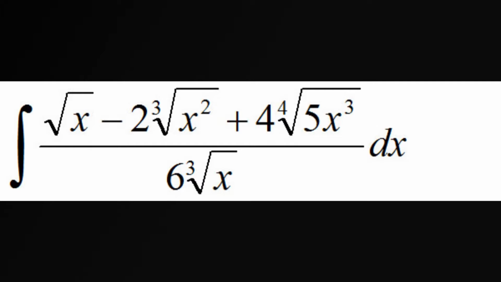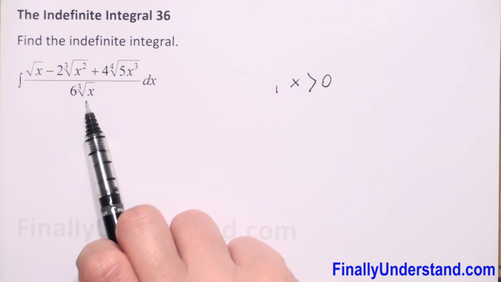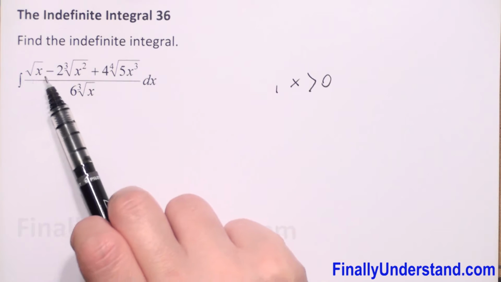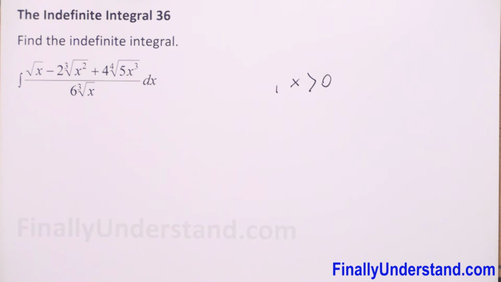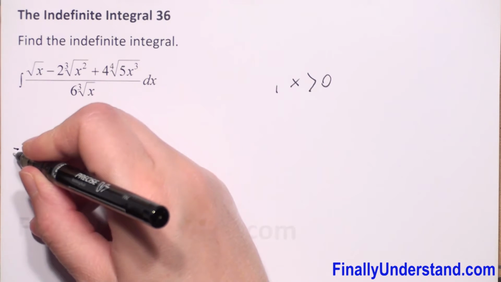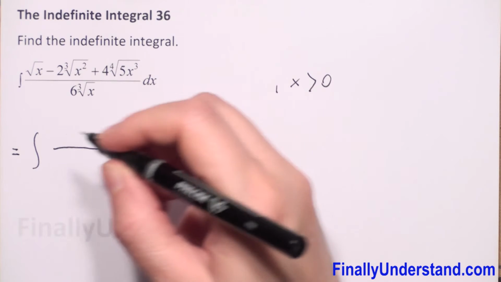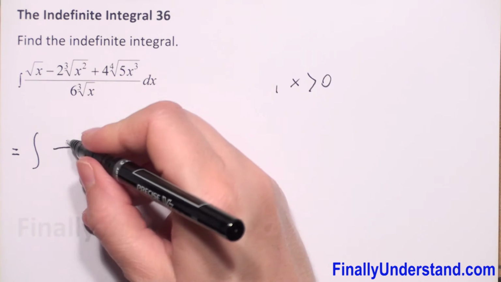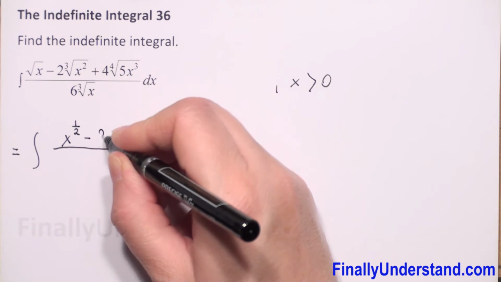First, of course, x must be greater than 0 because we cannot have 0 in the numerator and we have a square root, so we calculate the square root of positive values. Next, I will change the radicals to power form. So let me copy the integral symbol and we have the square root of x, so this is x to the power 1/2 minus 2.